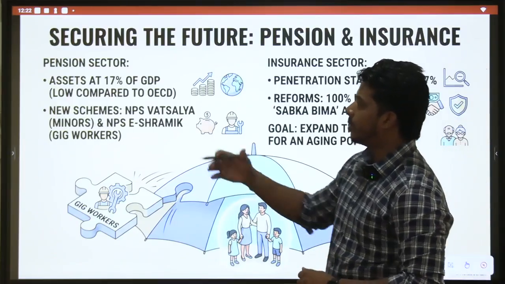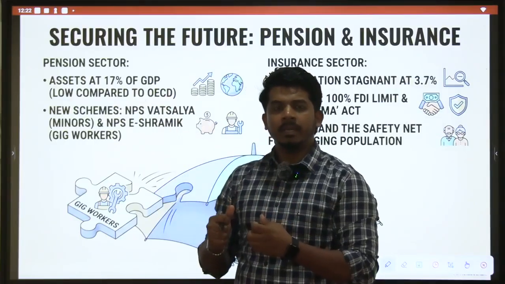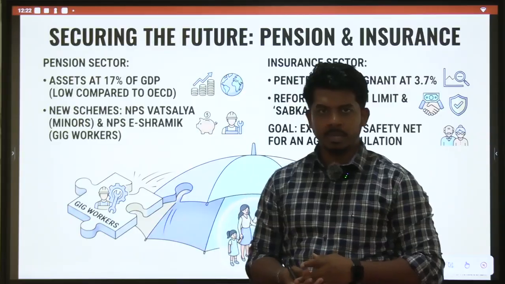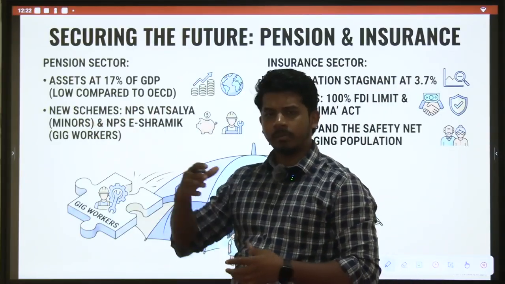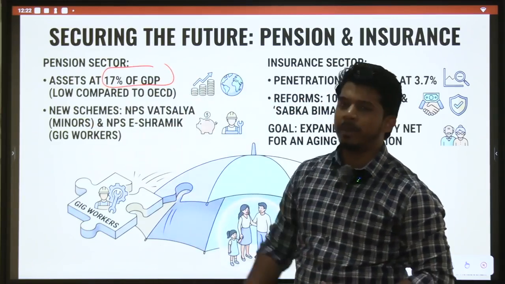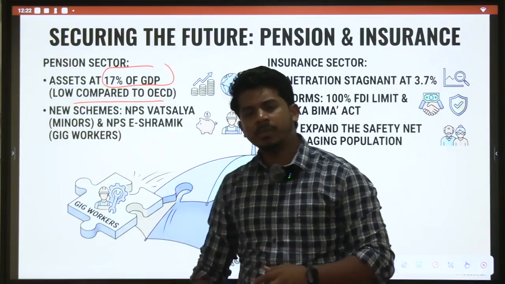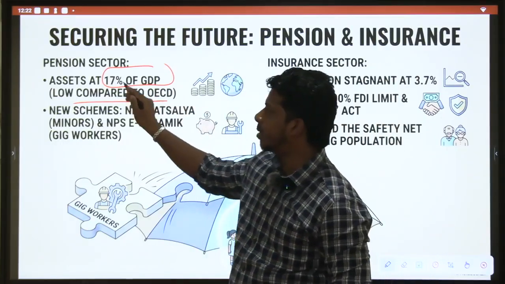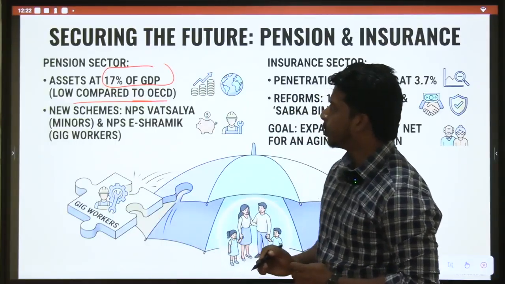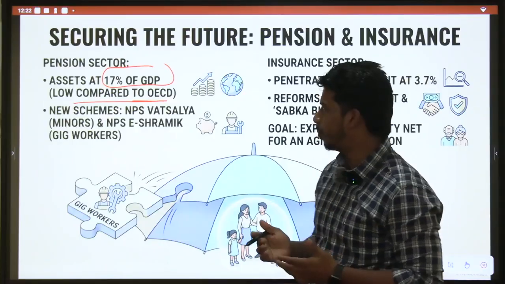Now this investment from the pension money in the financial system is called pension assets. The pension asset is currently only at 17% of the GDP, very low compared to other OECD countries, where it is very high, 70-80%. But in our country it is very low, 17%. So the penetration of the pension sector should be very high. There is more room to improve.